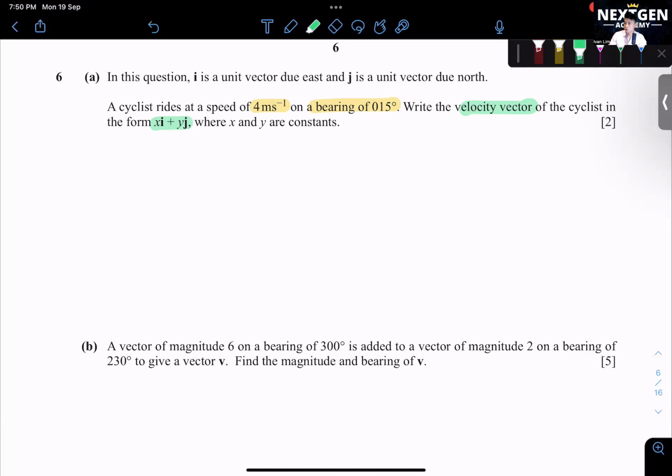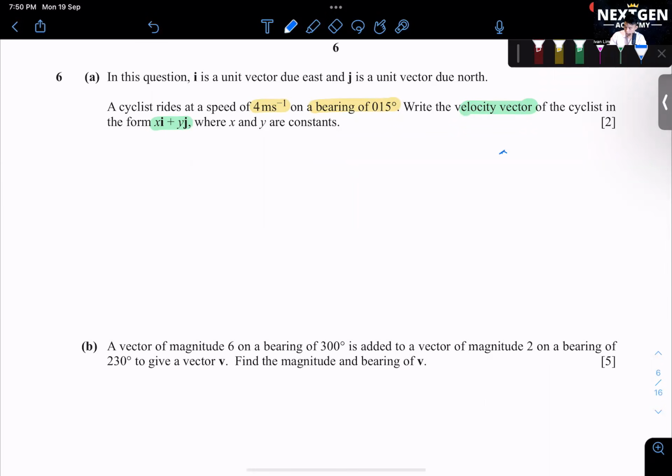So velocity vector means you've got i and j. This is actually the last part in your kinematics, in your vectors. Constant velocity problems. This is a constant velocity problem type of question. So you need to draw it out first.